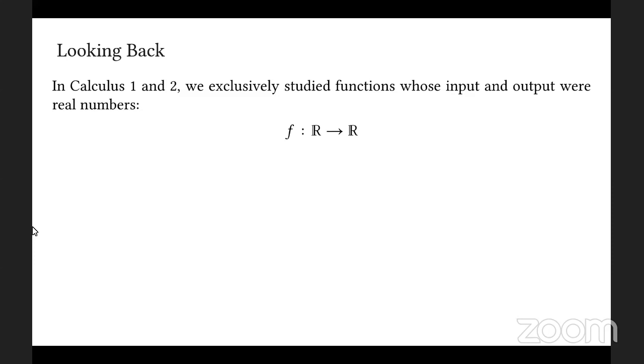So back to functions of multiple variables. In Calc 1 and 2, we studied almost exclusively functions of one real variable that output some real number. So functions from R to R. This just means that's the input space, and that's the output space. So that notation there, f from some space to some space, that's what that means. This is the type of element that it takes in, and this is the type of element that it outputs.